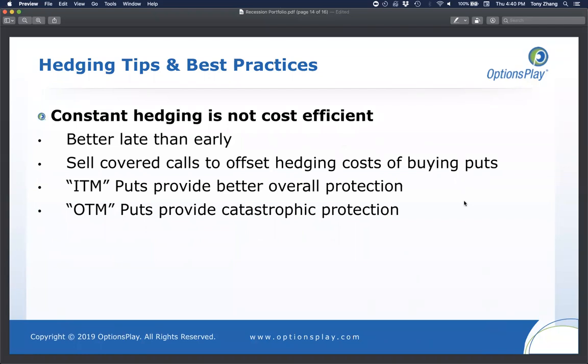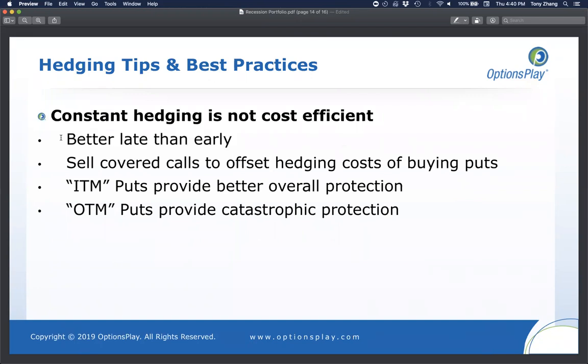When you're thinking about a portfolio hedge, one of the most important things to remember is that constant hedging is not cost efficient, because hedging is an extremely expensive sport. Don't do it unless you absolutely have to. In my opinion, it's actually best to be late than early.